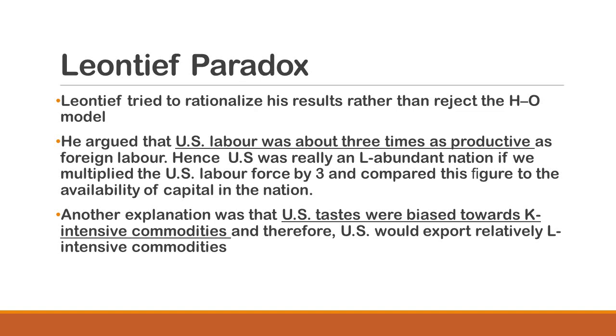He suggested that US labor is more productive than labor in other countries. So he assumed that US labor is 3 times more productive than labor in other countries. So when we multiply the total availability of labor force in US economy with 3, then US economy was actually a labor rich economy. That may be the reason for the Leontief paradox.